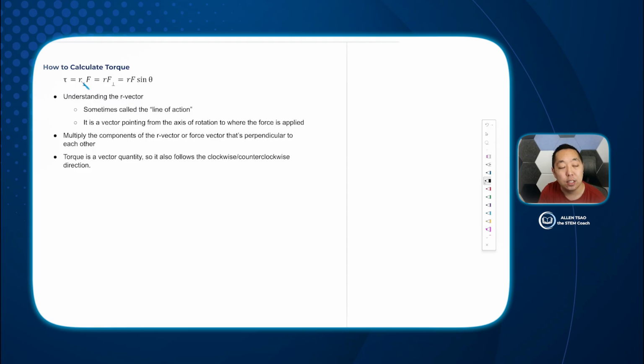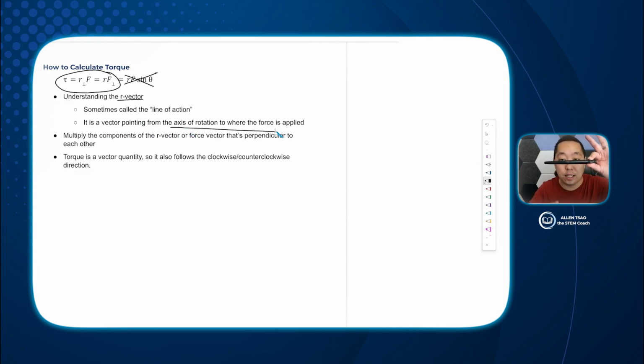Torque is R times F perpendicular, or rF sinθ. I tend not to use this one; I'd rather you think about these. So let's understand this R vector. Sometimes this is called the line of action. There are various terms for this. I call it the R vector, I think it's the most simple. It is simply a vector pointing from the axis of rotation to where the force is applied.